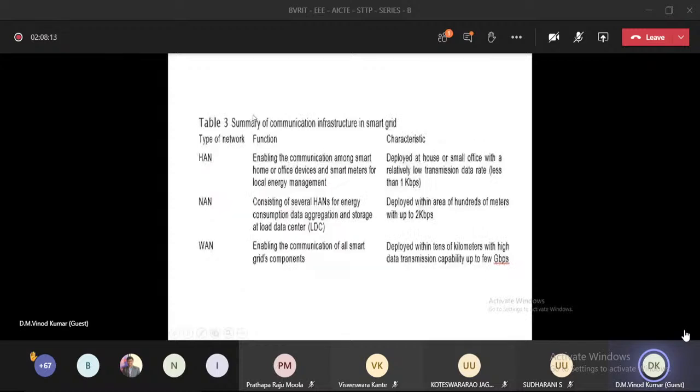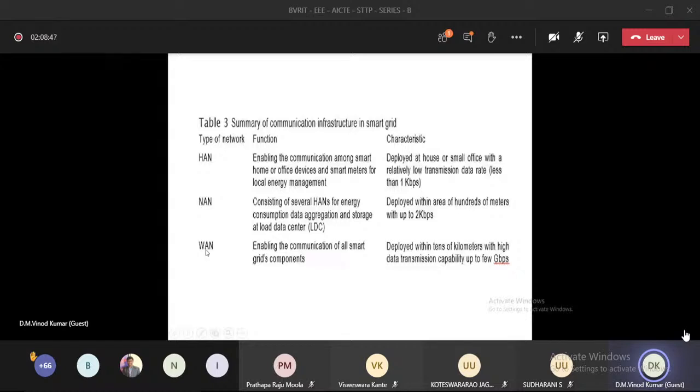And if you look at the communication infrastructure, people talk, as I mentioned, about the home area network, which is our home automation. Then the neighbor area network: what is it? It is nothing but several houses, each with a home area network, together becoming a neighbor area network, and then the WAN, wide area network. These are the different networks with respect to the smart grid.